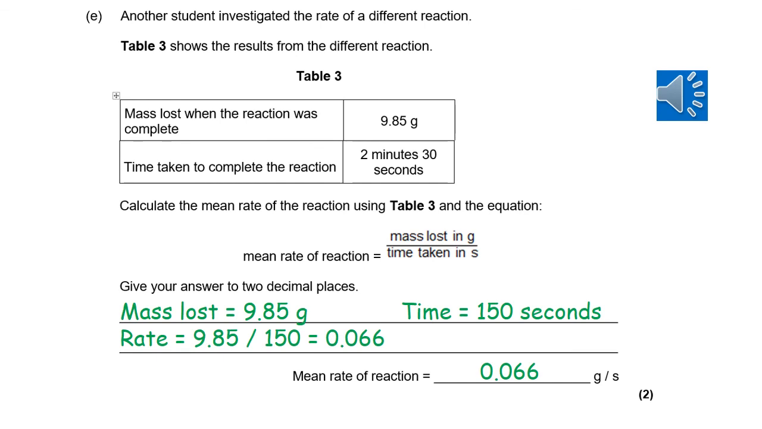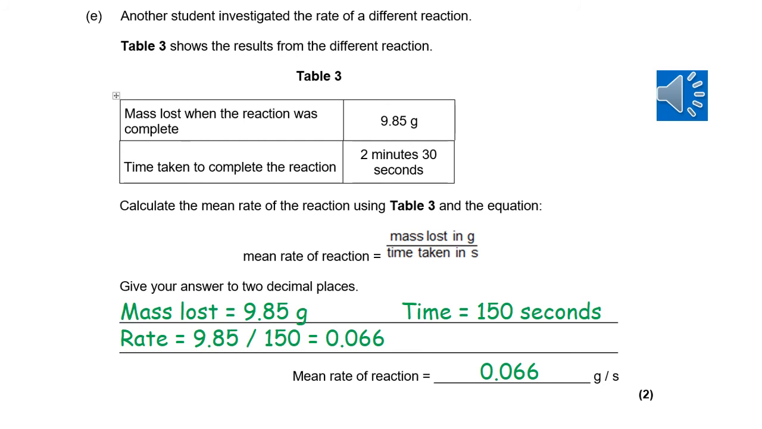In this question, you're given the equation to work from. The rate of reaction is the mass lost in grams divided by the time taken in seconds. In the table, however, you've got the time taken in minutes and seconds. So in order to use the equation correctly, you're going to have to convert that time to seconds.